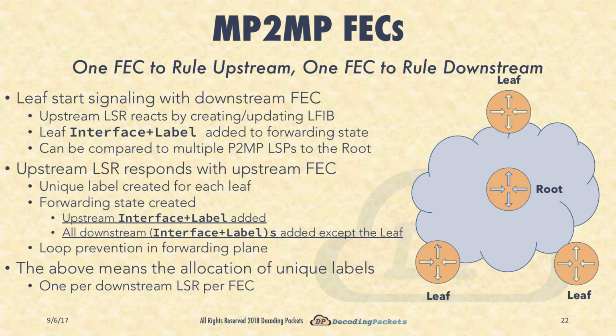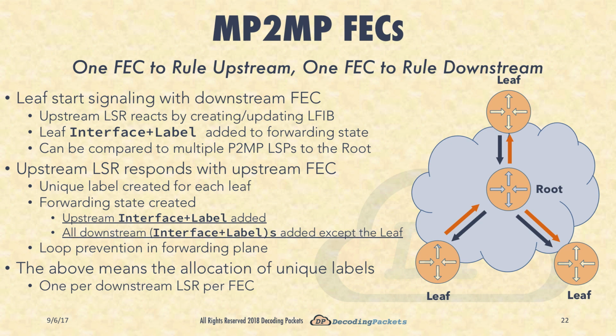Now when the traffic comes in from the leaf LSR, using a unique label, the LSR in the middle can then replicate the traffic to the other downstream LSRs while restricting it from going back over the ingress interface. Let's see this again. When the traffic comes in from a leaf LSR using the unique label, the LSR in the middle can replicate the traffic to the other downstream LSRs while restricting it from going back over the ingress interface.